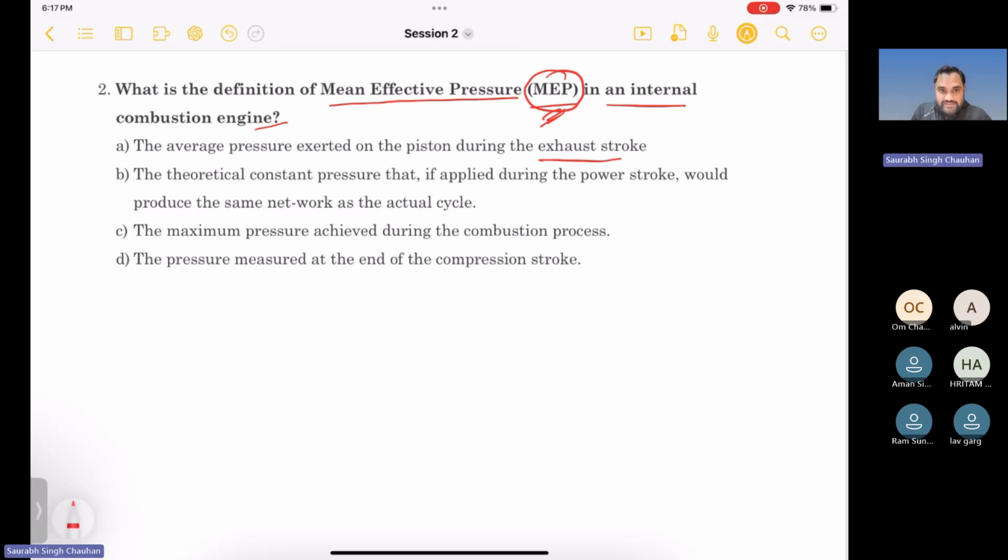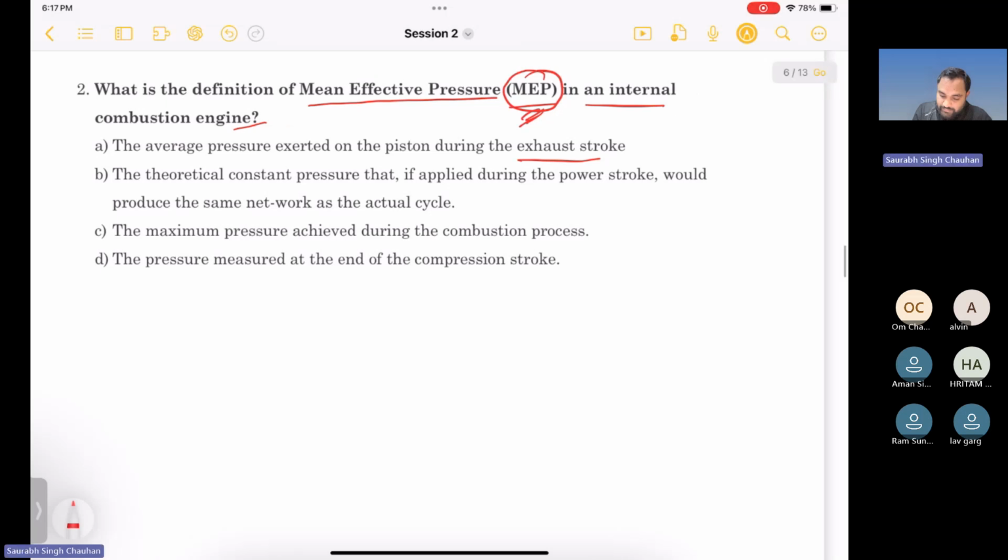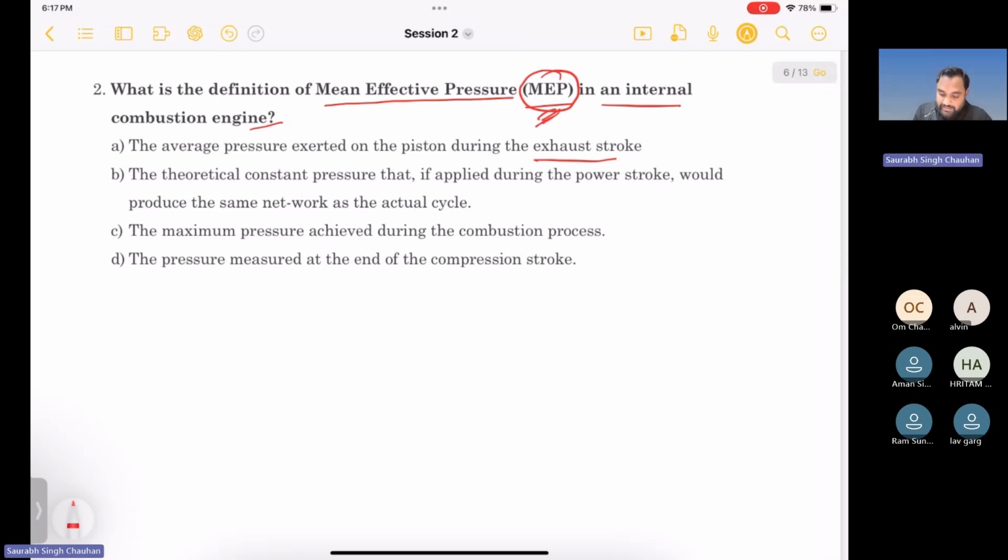So for diesel engine, there will be diesel cycle. For petrol engine, there will be Otto cycle. So you know how to calculate the work. Okay. But in terms of mean effective pressures, also you can define the same thing. Okay. So let us say mean effective pressure is P MEP.